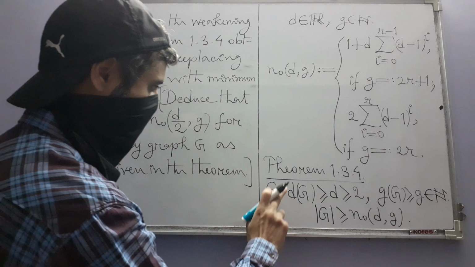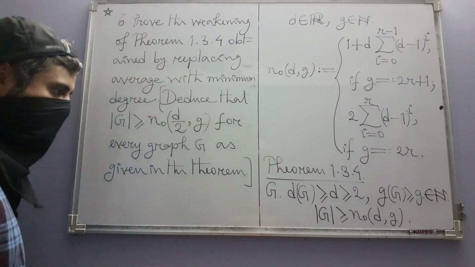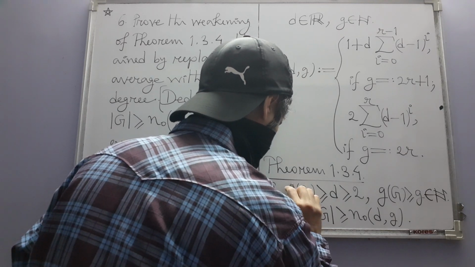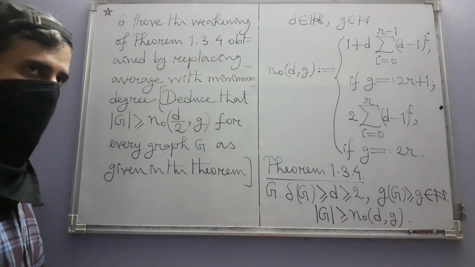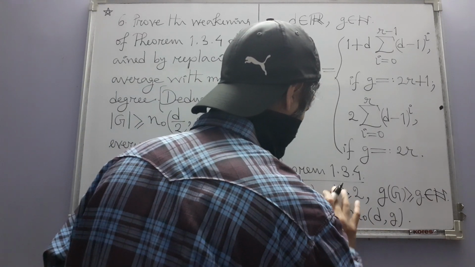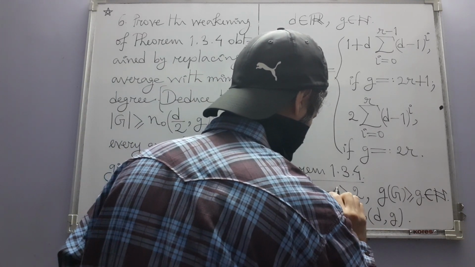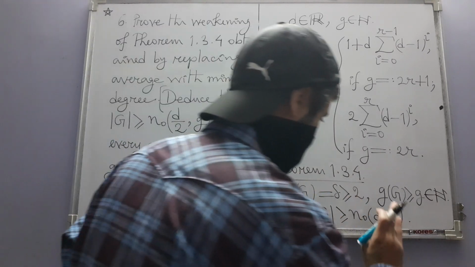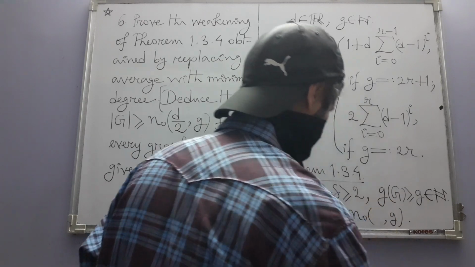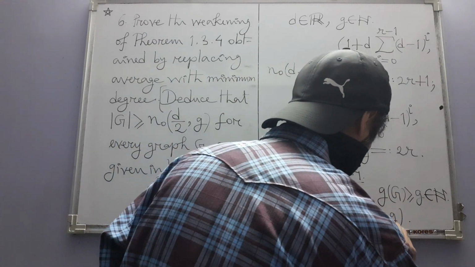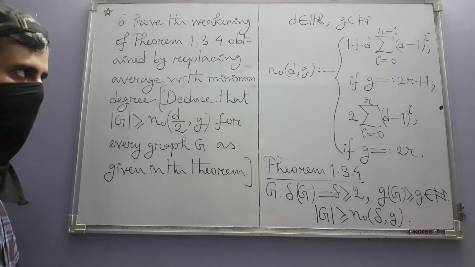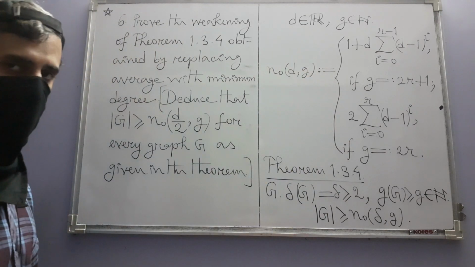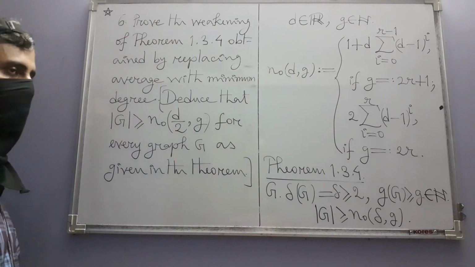And now we are going to prove not this theorem, but the theorem where you replace the average degree by the minimum degree of the graph, which we are calling delta. Everything else is the same. Then you prove that the number of vertices in the graph is at least this, with the meaning of n naught of delta, G defined by this thing. So let's see how this can be done.